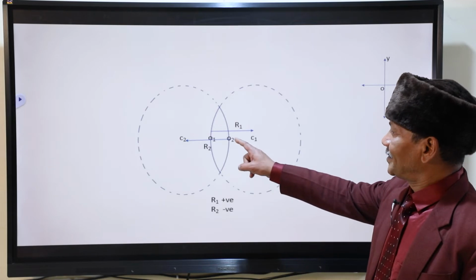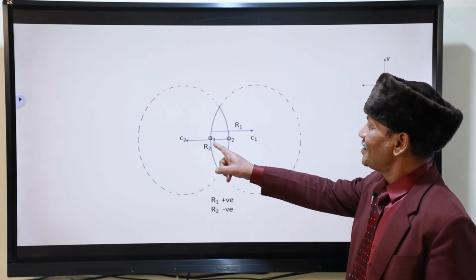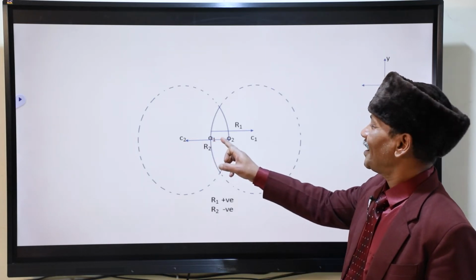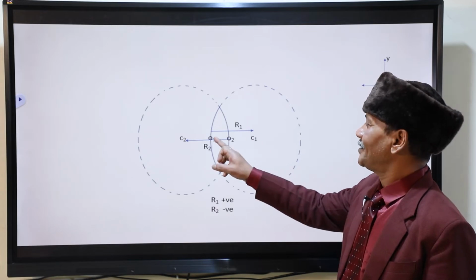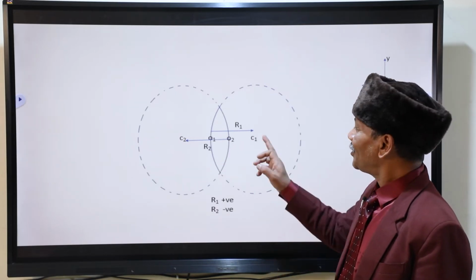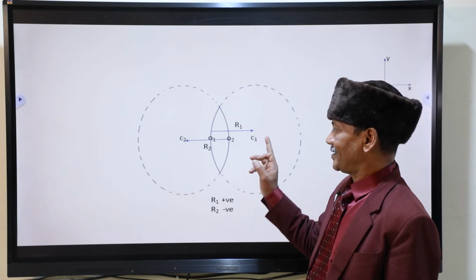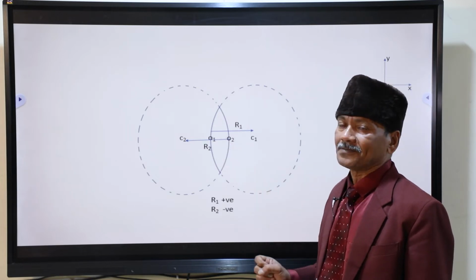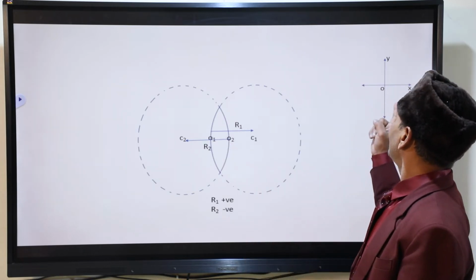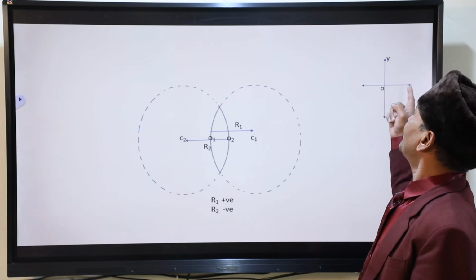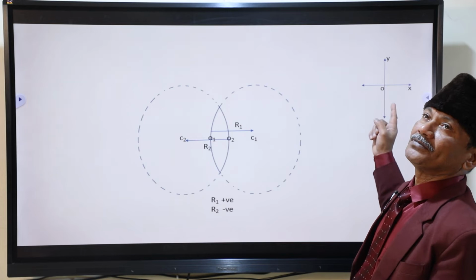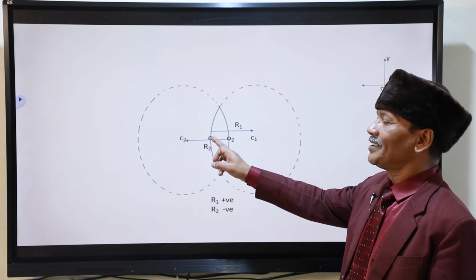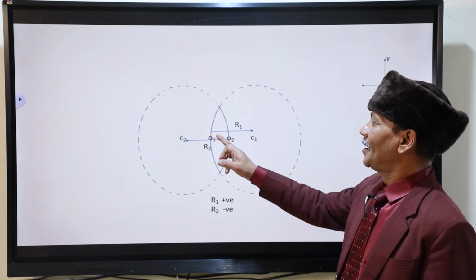For the first face, you see here, this is the pole and this is the center of curvature. This is the radius. You do not measure the radius from the center, you have to measure the radius from the pole. The pole is the origin. You know the Cartesian sign convention: on this side positive, on this side negative. O1 is the origin, so distance is to be measured towards the right. R1 is positive.